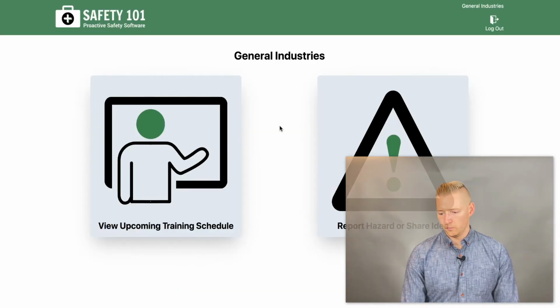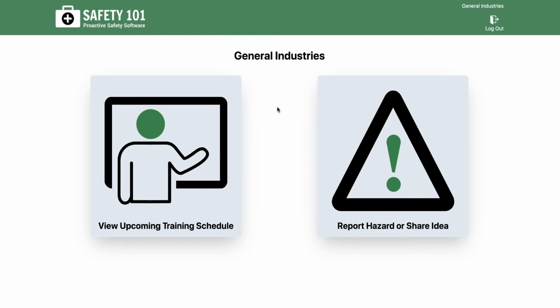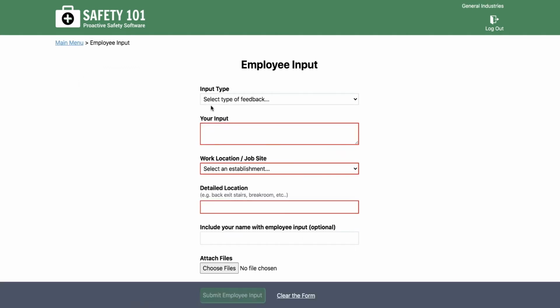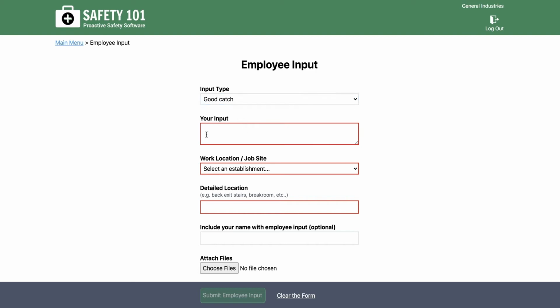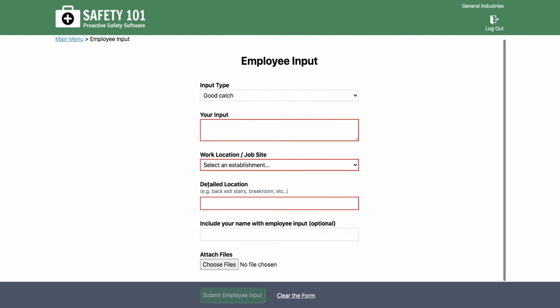All right, so if you had something like an employee portal, an employee could come in, they could go to report hazard or share idea. They can select their input type if that's something that you have on there. Let's say it was a good catch. They can put their input in, select their work location, put in their detailed location, also put their name in.